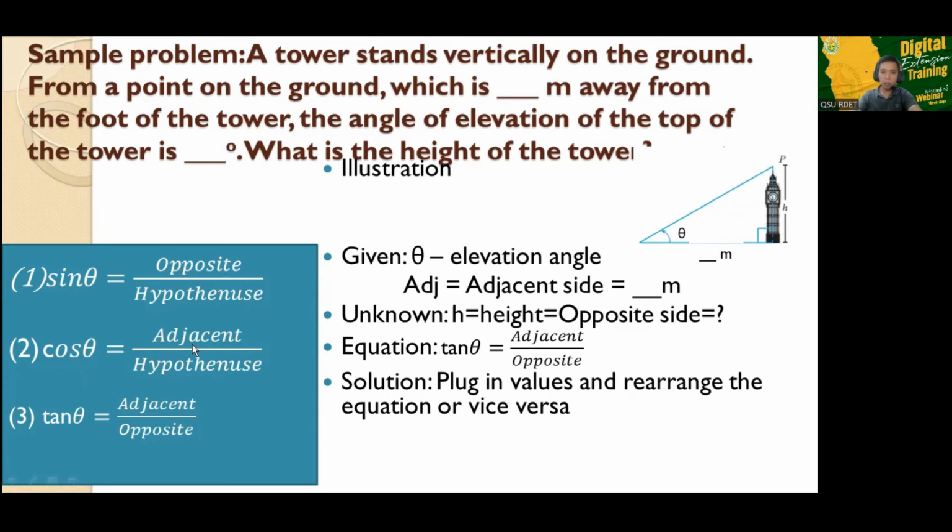Equation number 2 as well includes the hypotenuse, so we cannot use equation number 2. Equation number 3 involves the opposite and the adjacent. In this case, we have all the information that we need, so we can solve the problem. Excuse me, this is reversed. It should be opposite over adjacent.